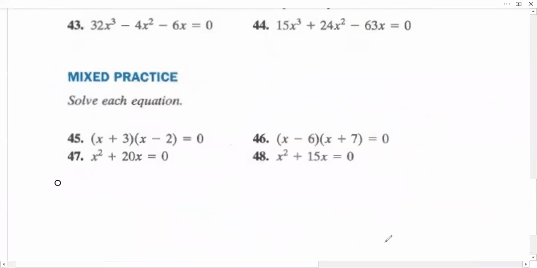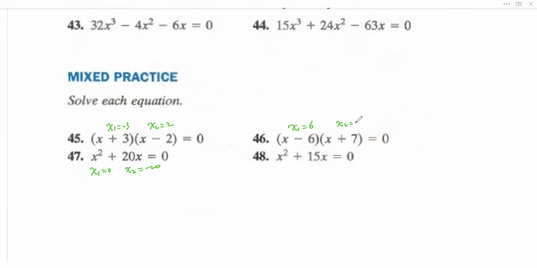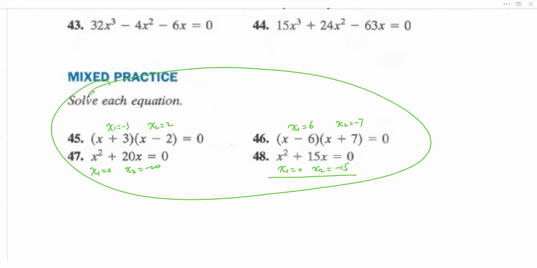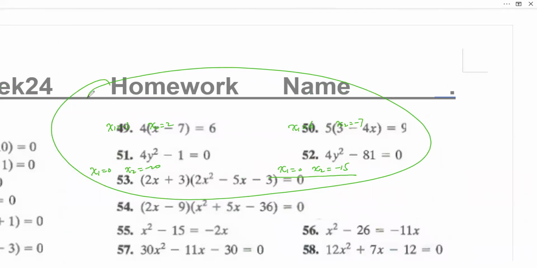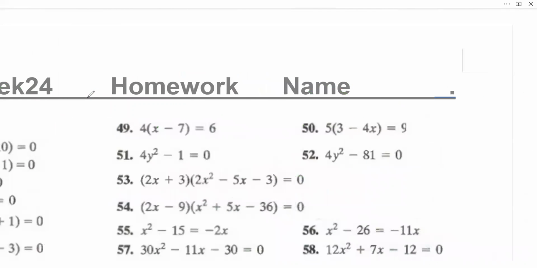This mix is the easy part, right? So x1 here got a negative 3, x2 got a 2. So x1 is 0, x2 is negative 20. x1 here is 6, x2 is negative 7. x1 is 0, x2 is negative 15, right? So this part is very easy. So we will not spend time talking about this part. All right, let's go next, 49.